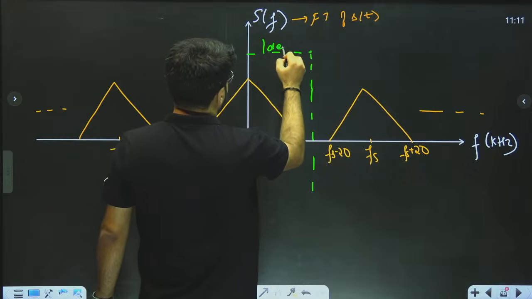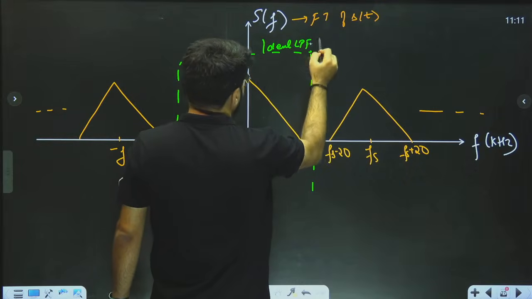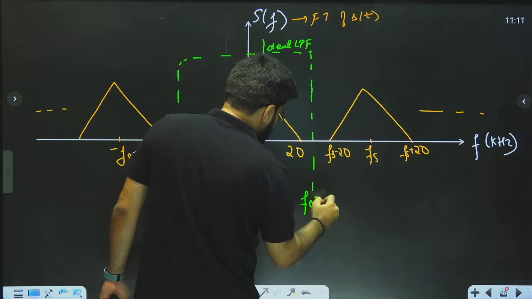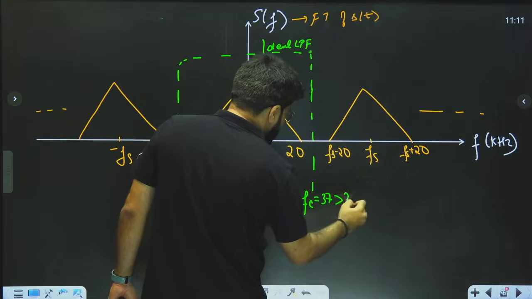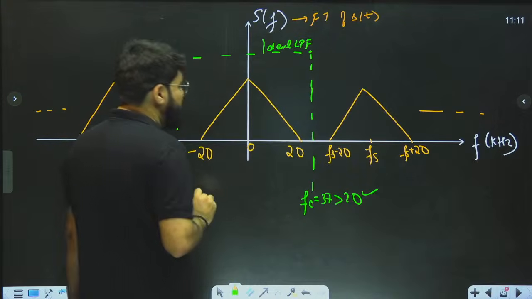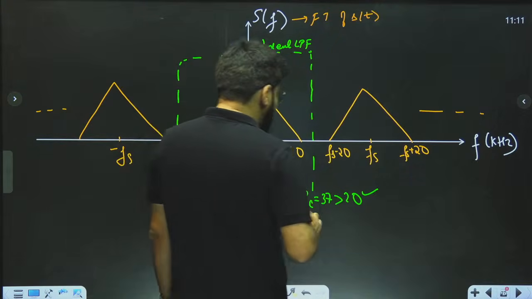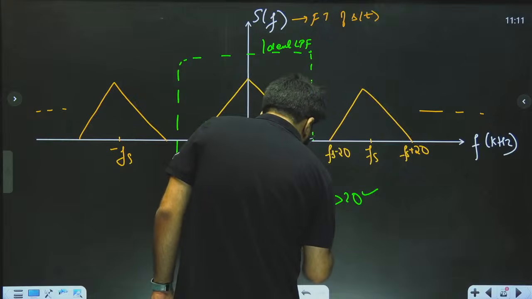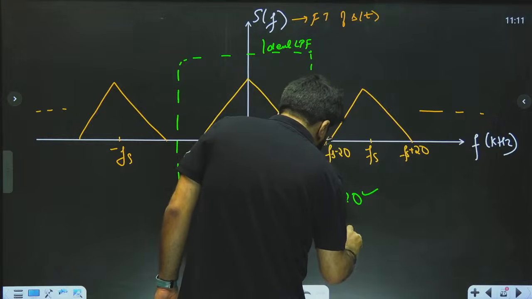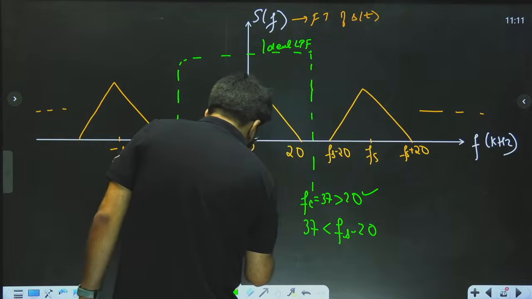Suppose this is your ideal low pass filter, having the cutoff frequency of 37, which is greater than 20. No doubt the entire m(t) will come. But at the same time, this cutoff 37 should also be less than fs minus 20.